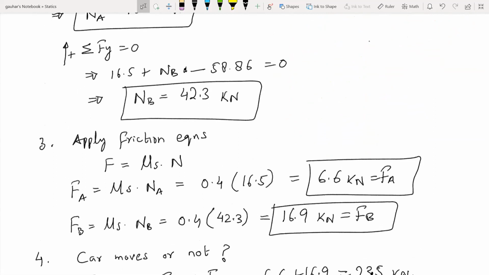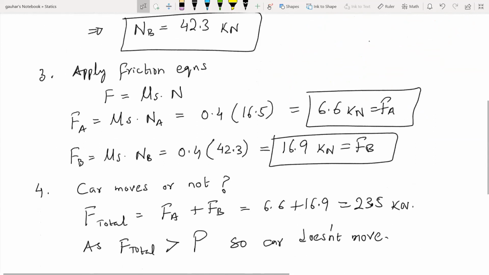So the first part of the problem is done. The second part of the problem was to find out whether the car moves or not. In that case, we need to find the total friction force.